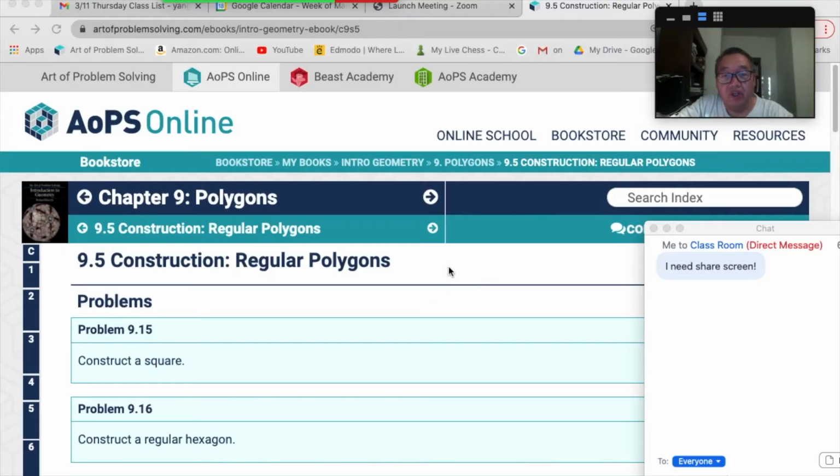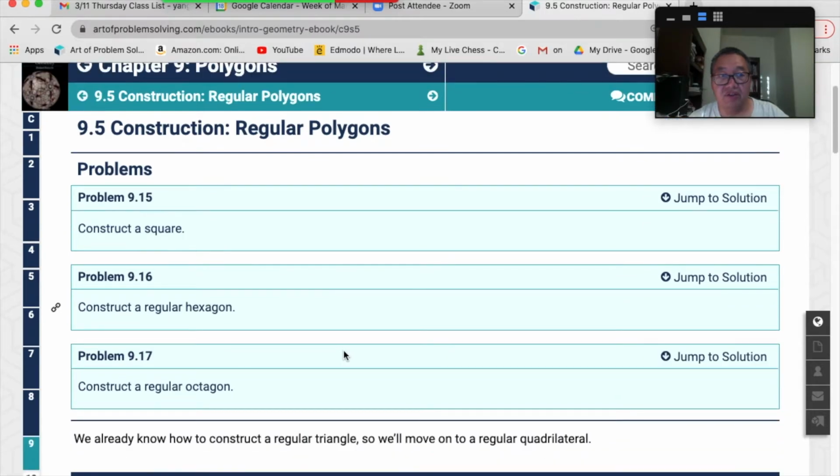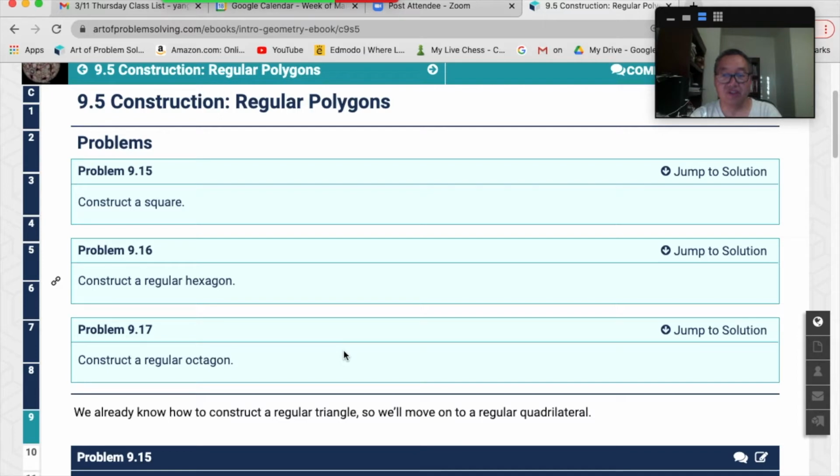So today we continue to learn chapter 9, section 5. This is called construction of regular polygons. At the beginning I already emphasized geometry is not only training your logical thinking, but also using your hand to build figures and shapes. In this section we try to build a square, then a regular hexagon, then a regular octagon. Now how to do this?